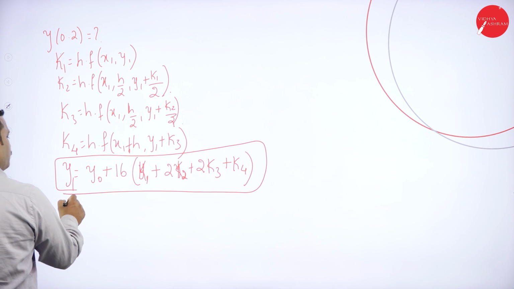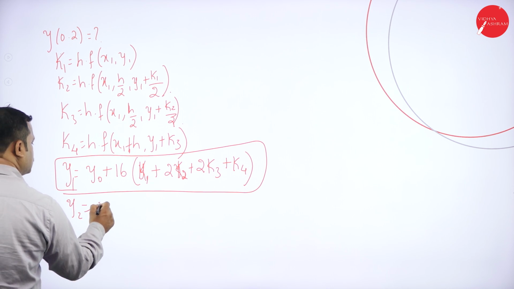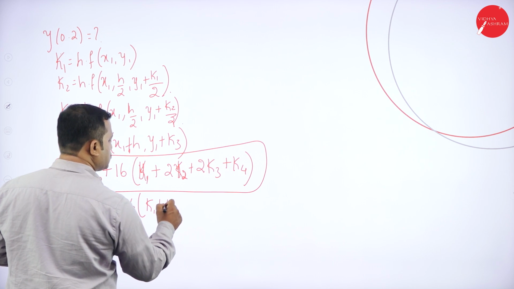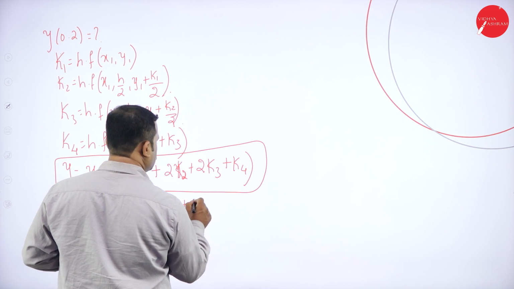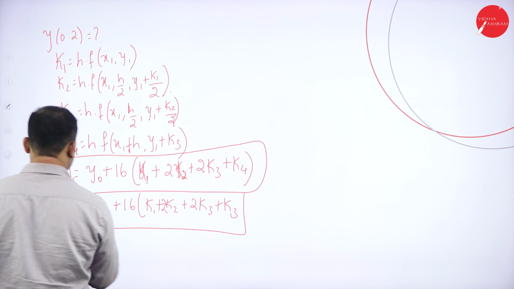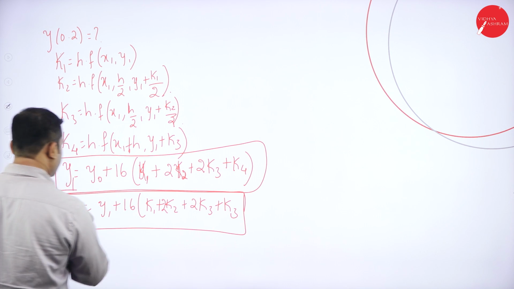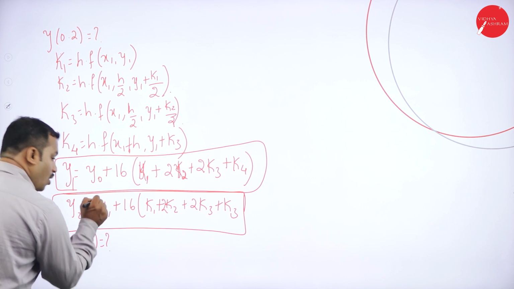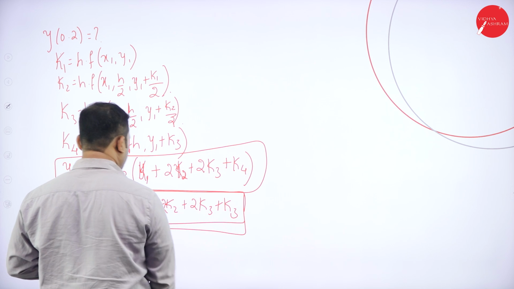In this case, we have to find out y2. y2 is equal to y1 plus 1/6 times (k1 plus 2 times k2 plus 2 times k3 plus k4). This is the formula we are going to use to find out the value of y2, that is, when x is equal to 0.2. What is that going to be? That is determined with this formula.